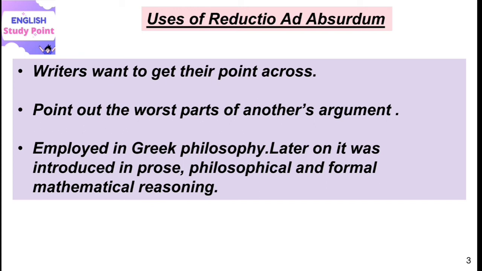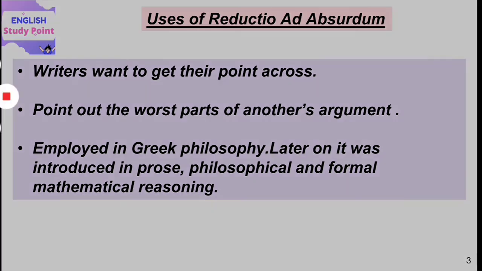Then point out the worst parts of another's argument. Yes, through this figure of speech, a writer tries to make someone's point truly absurd, or he tries to expose the foolishness or ridiculous attitude of other writers' behavior. So, yes, he tries to point out the worst part of another's argument. This figure of speech, reductio ad absurdum, is employed in Greek philosophy, and later on it was introduced in prose, philosophical, and formal mathematical reasoning also.